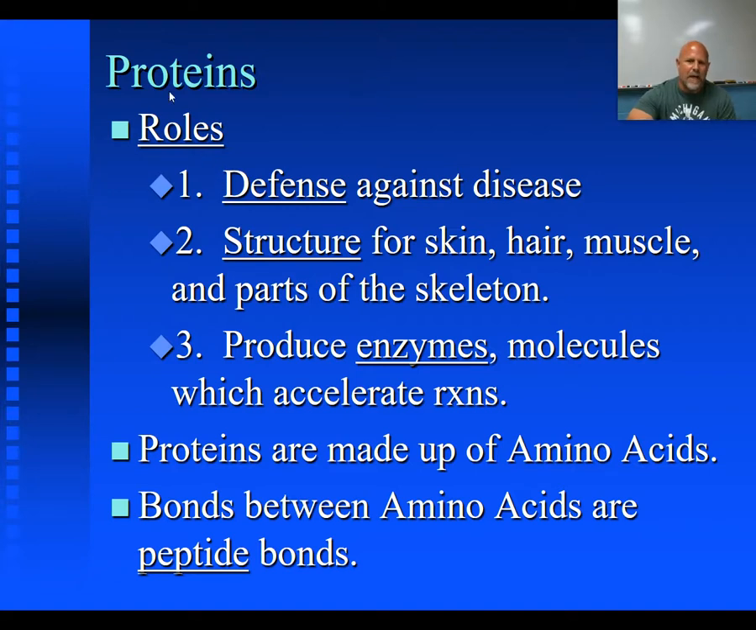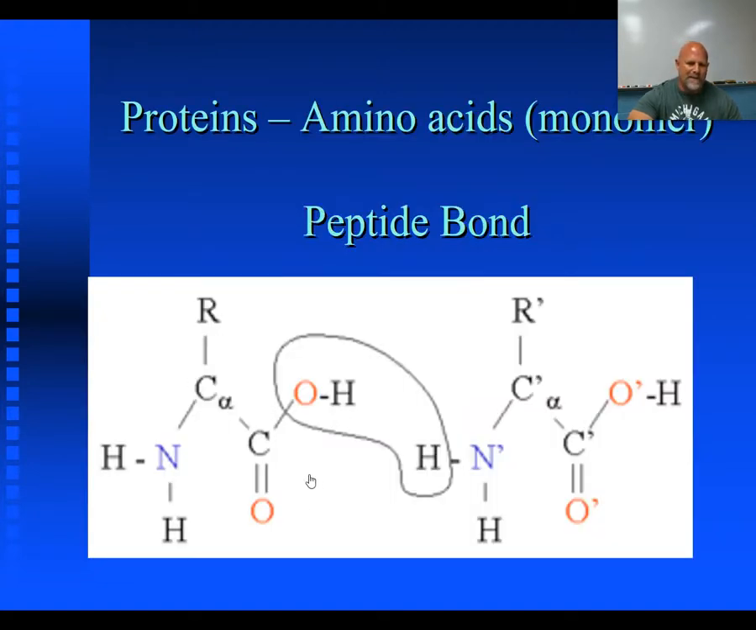Proteins are our last macromolecule. Proteins' role is to defend us against disease. Antibodies help do that. All of our structures are made of proteins, and proteins also make up enzymes, which are going to speed up reactions in our body. They're going to be made up of amino acids.